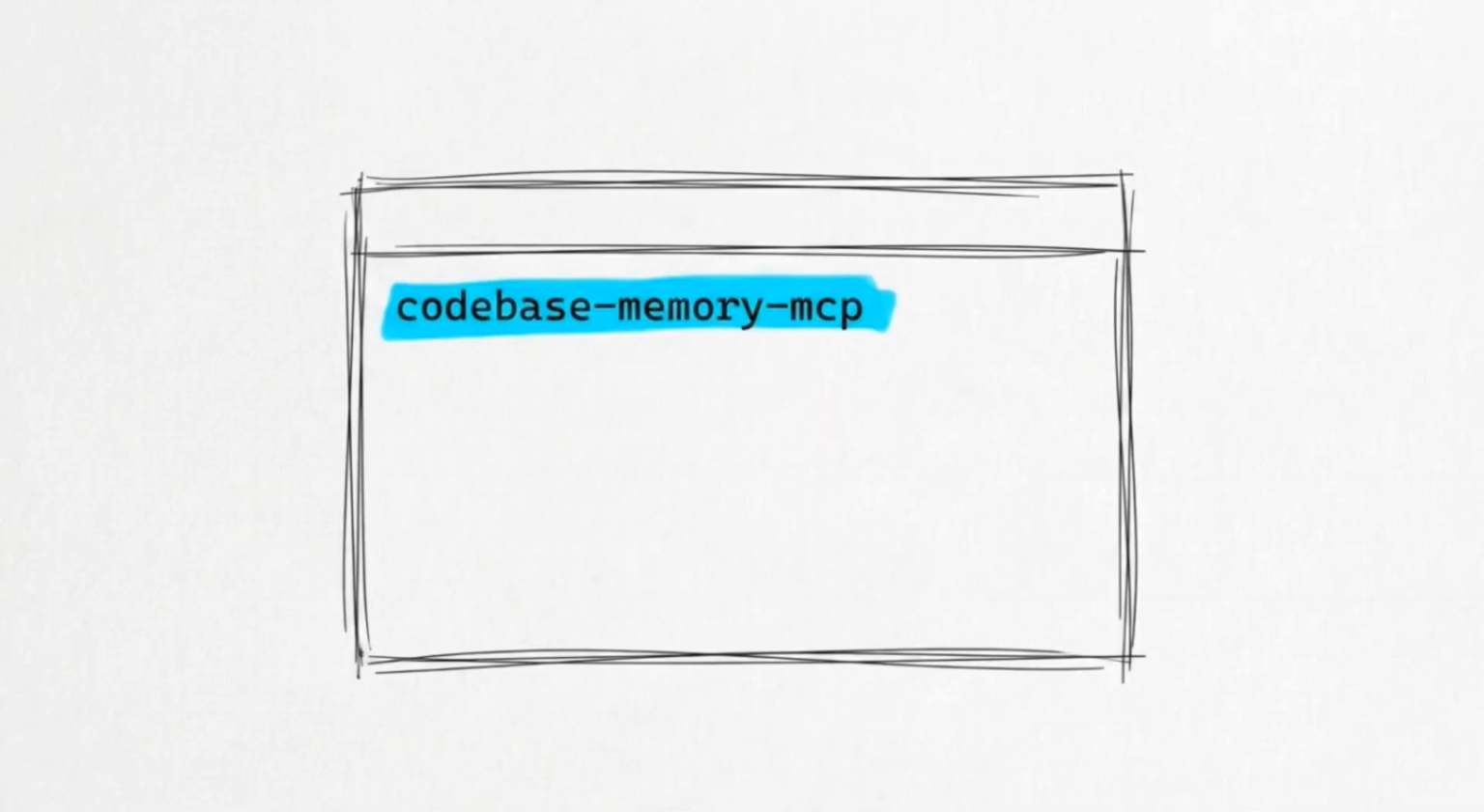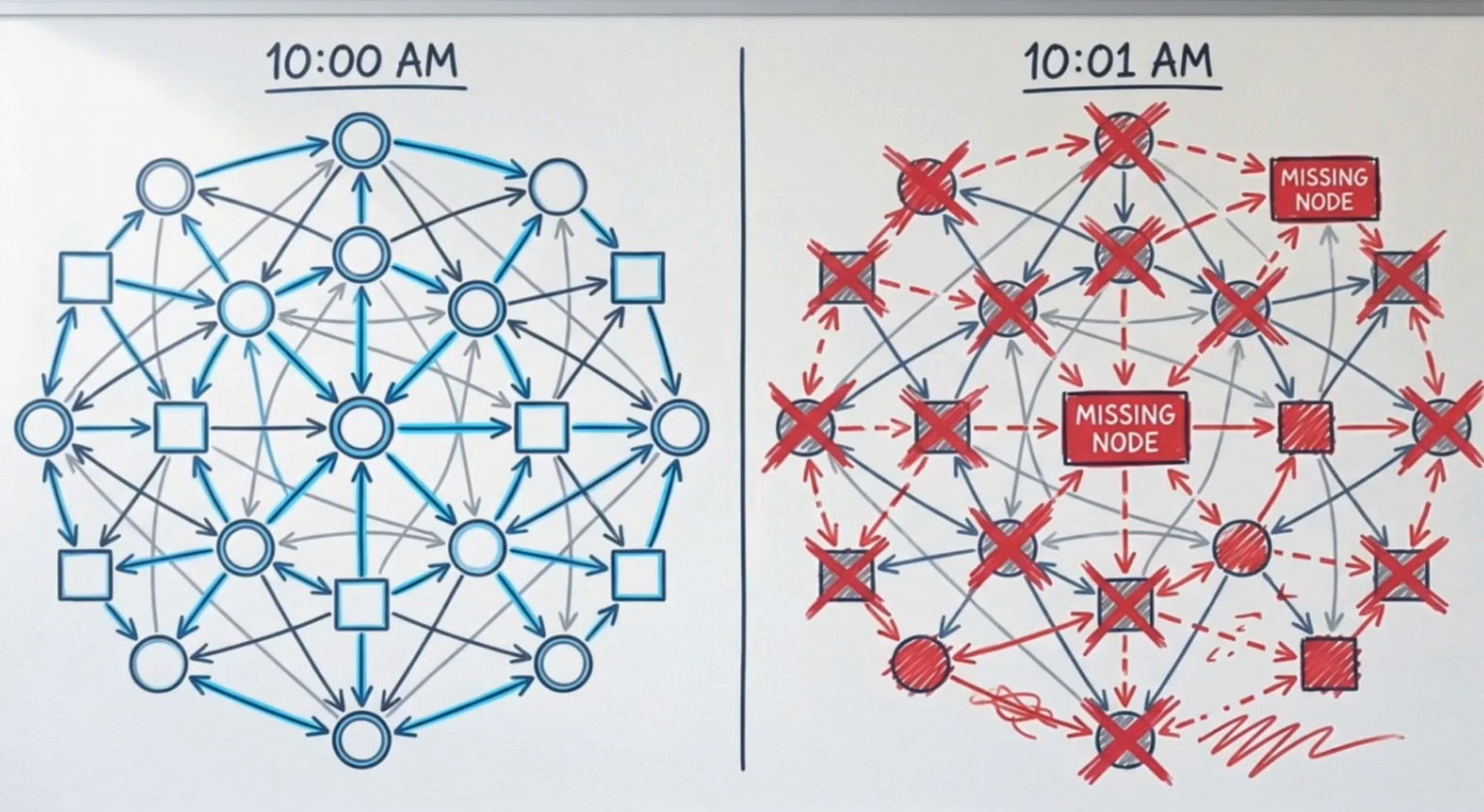There are no heavyweight external vector databases to configure. The entire operation runs through a zero-dependency, single static binary. But live codebases are not static. A graph built 10 minutes ago is obsolete the second a developer saves a new file.